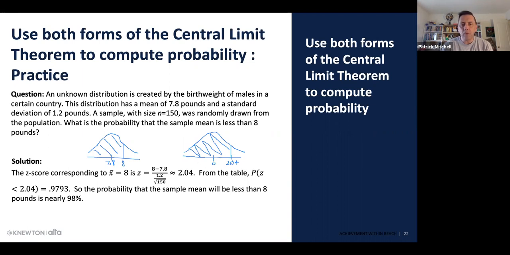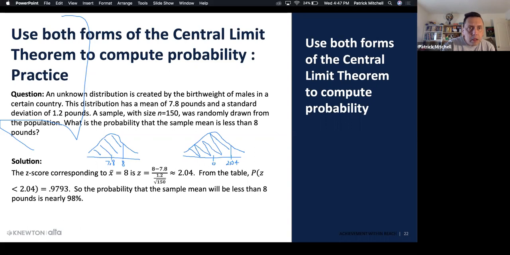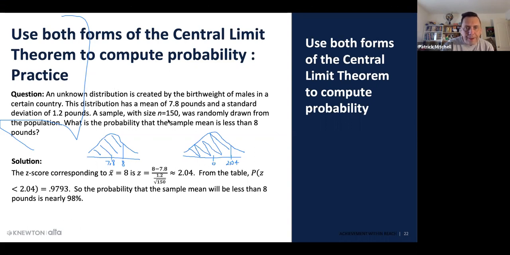The way that we would normally do these is we would calculate the z-score corresponding to that sample mean. And you can see how I did that. Now I've got to find my mouse again. There we go. You can see that I am obviously not a professional at this, right? You can see how I did that here.